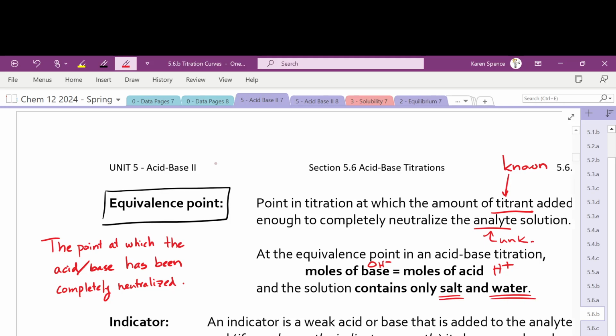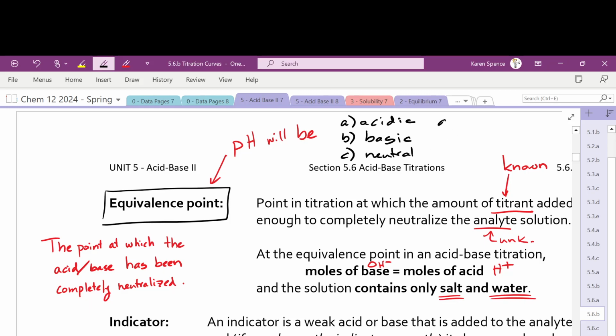Chat amongst yourselves. So acidic, basic, neutral, or not enough information. Chat. Convince yourselves.